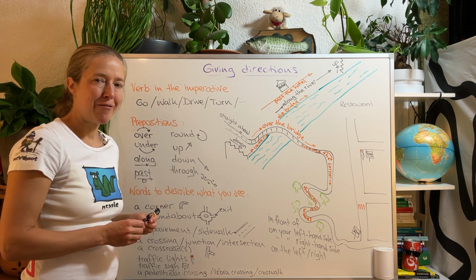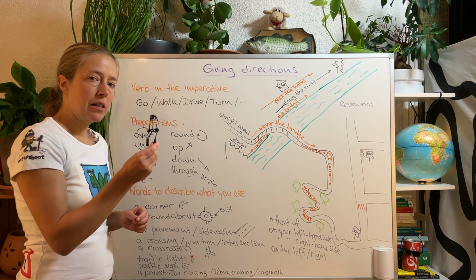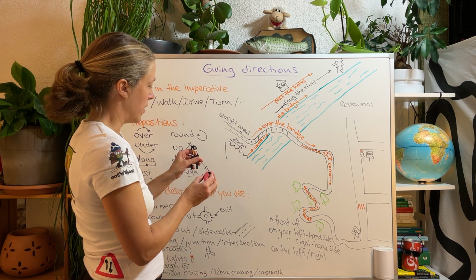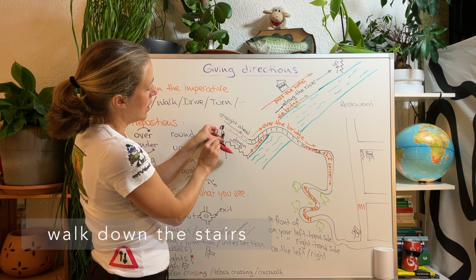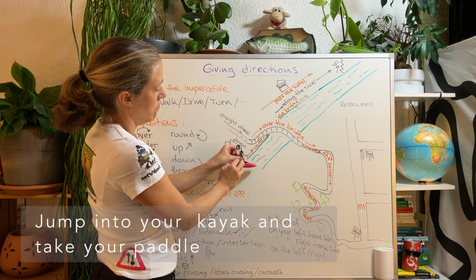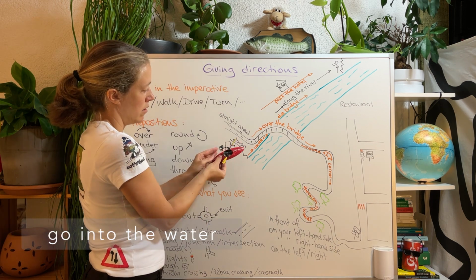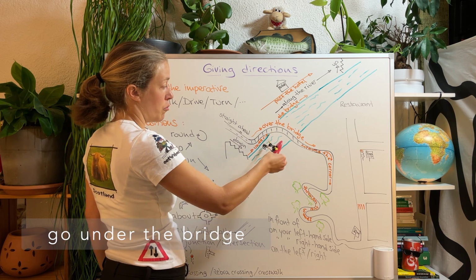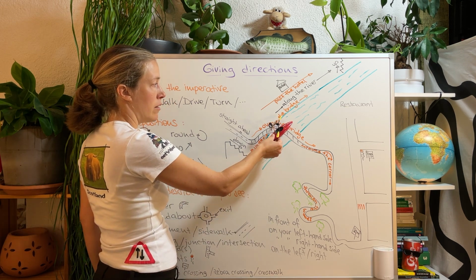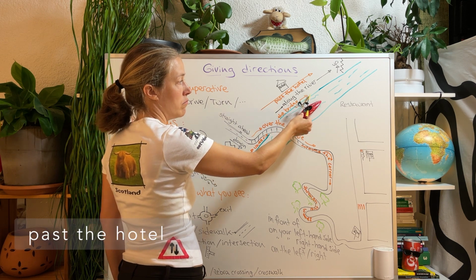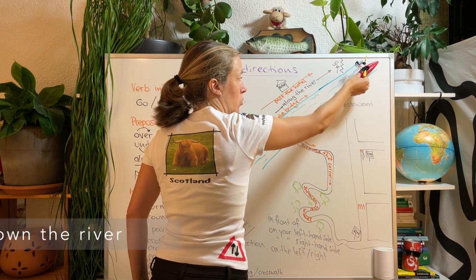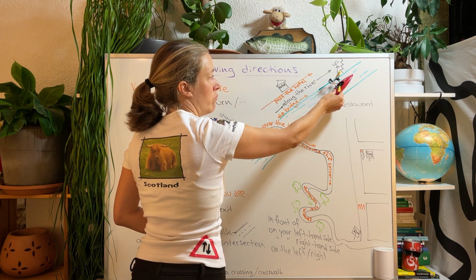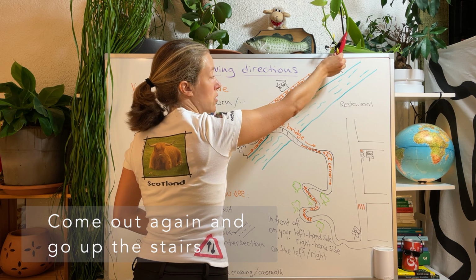Okay. Now let's have another example. Imagine this little guy takes his kayak, and we give him some instructions. Imagine here, walk down the stairs, and goes into the water, goes under the bridge, and then past the hotel, and down the river. Mettons, le courant, il va comme ça, down the river. And then comes out again and goes up the stairs.